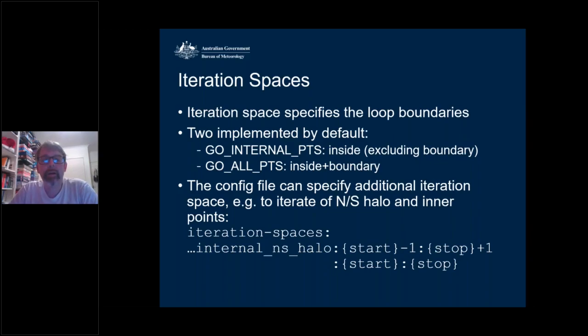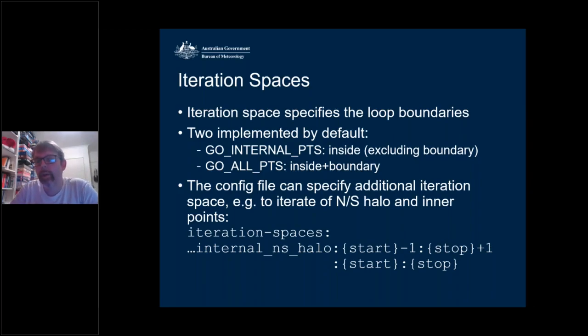Now we extended the config file so that you can specify and define your own iteration spaces. In this case, I added a setting here, iteration spaces. I called it internal and north-south halo. And I basically had first start -1. So start is whatever the DL ESM library defines as a start point, but -1 takes me out to the boundary. And stop is the end of the internal area, but +1, so I get the outside boundary as well.